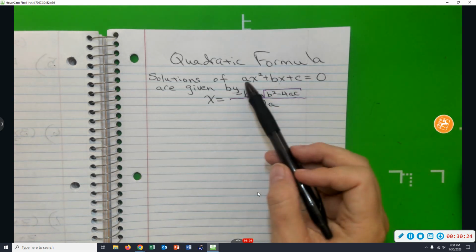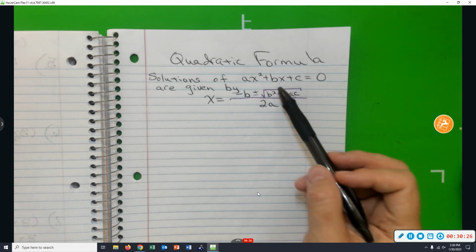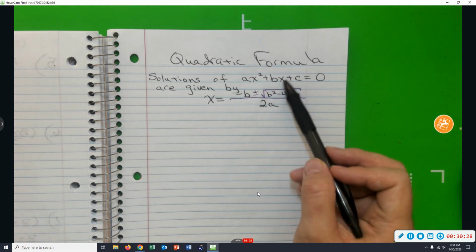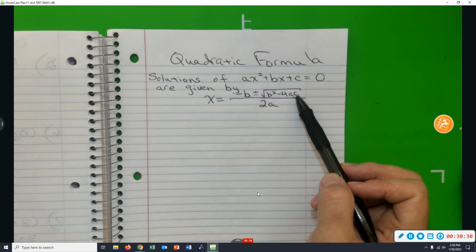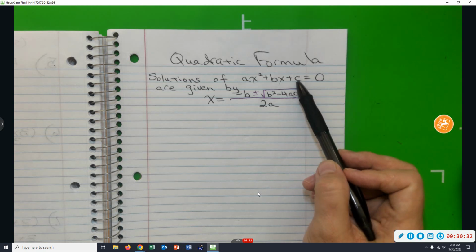Realize a is the coefficient of x squared. B is the coefficient of the unsquared variable. C in the formula is the constant term.